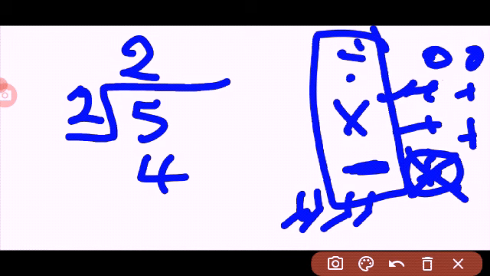After that we do what? Subtract. After divide, multiply. After multiply, subtract. 5 minus 4 will give us what? 1. Let's see if we are correct.